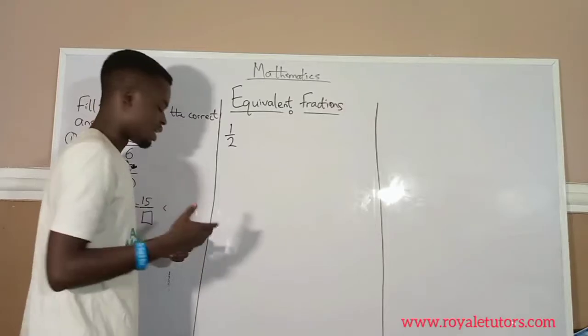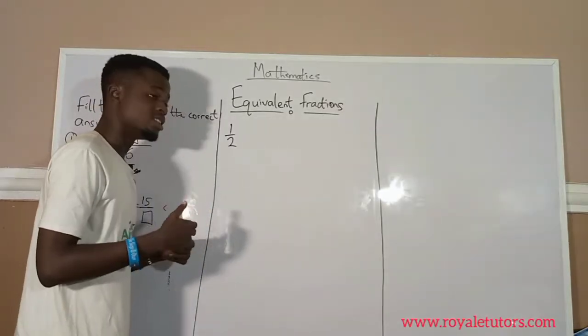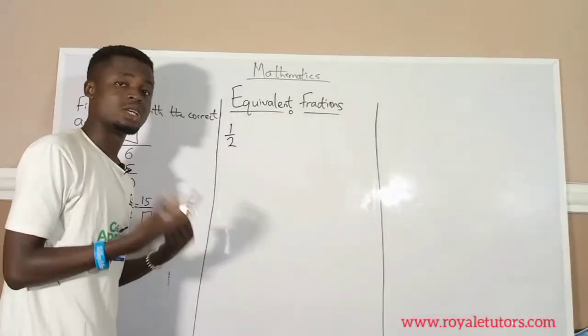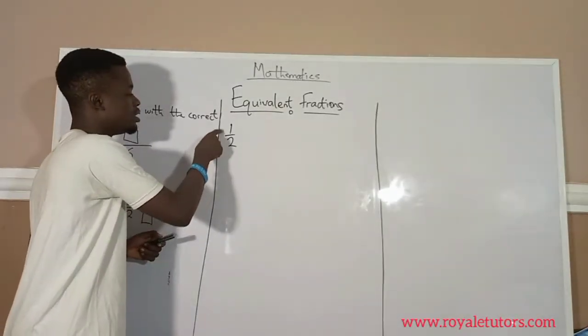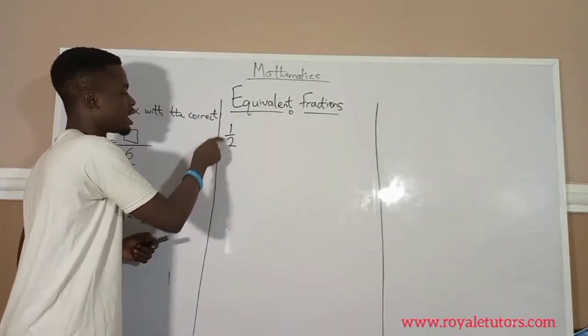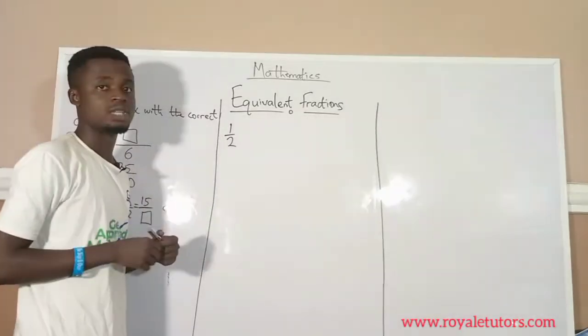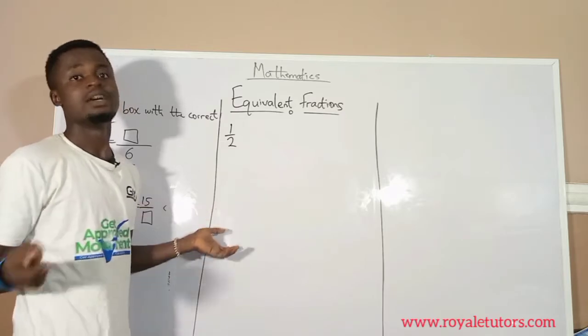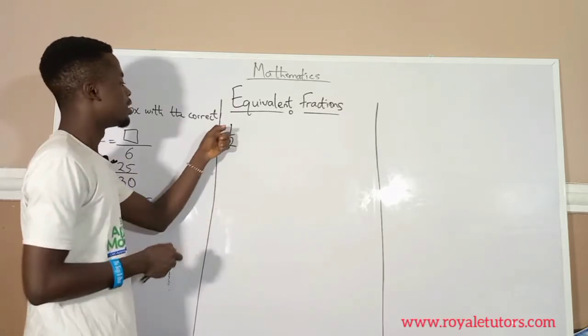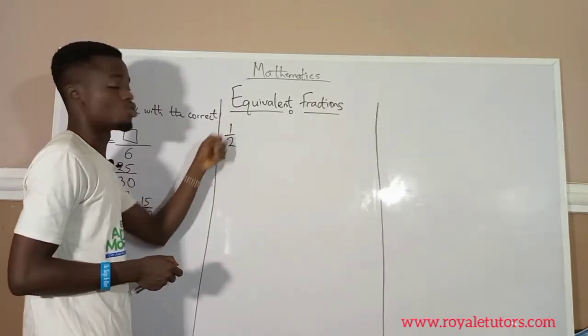So I told you that whenever you reduce, you can always reduce a fraction to the lowest term. The lowest term is the point where no number can divide these two numbers. No number can divide the numerator and the denominator at the same time. Mind you, you are not to consider one, because one can divide every number. So any number other than one, no number can divide these two numbers anymore.